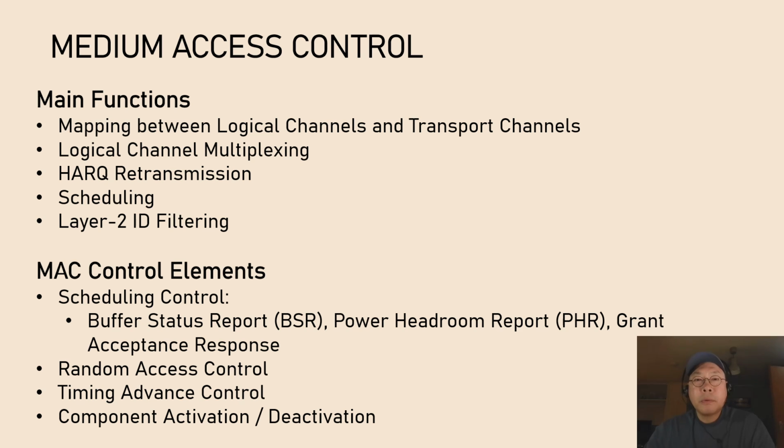This slide shows the key functions of the MAC layer. Its main roles include channel mapping, multiplexing, HARQ retransmission, scheduling, and layer 2 ID filtering. The MAC control elements manage scheduling reports, random access, timing advance, and component activation or deactivation, all essential for efficient and reliable communication.